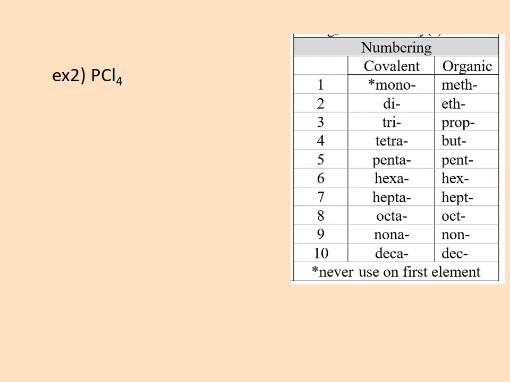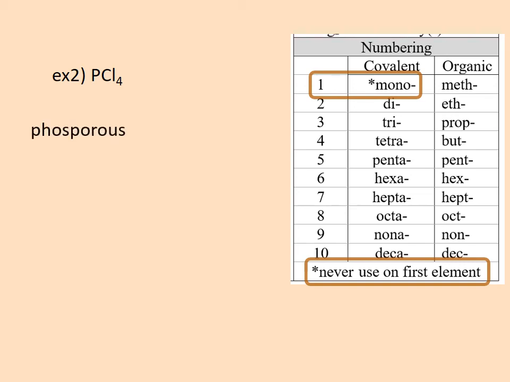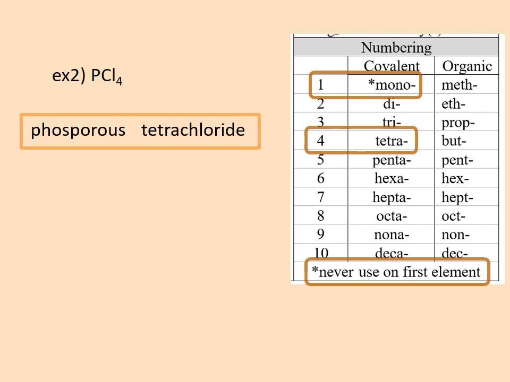Example 2, PCl4. I have 1 P. The covalent prefix for 1 is mono. So 1 phosphorus would be called monophosphorus. But there's an asterisk next to mono because mono is never used on the first element. So we just write phosphorus. Then I have 4 chlorines. Covalent prefix for 4 is tetra. So 4 chlorines is called tetrachloride. So PCl4 is called phosphorus tetrachloride.